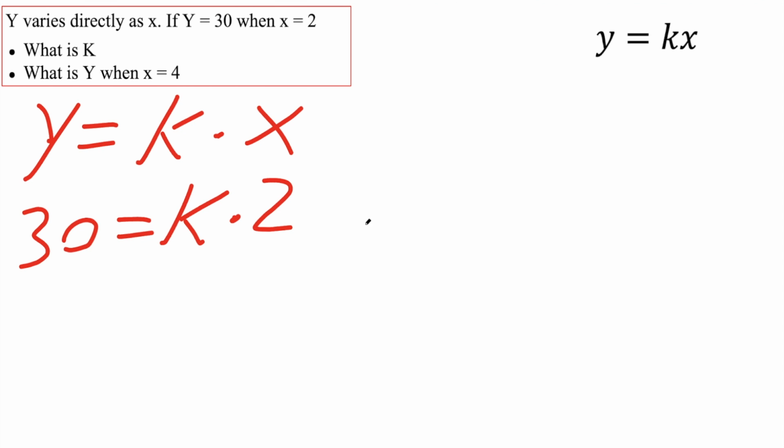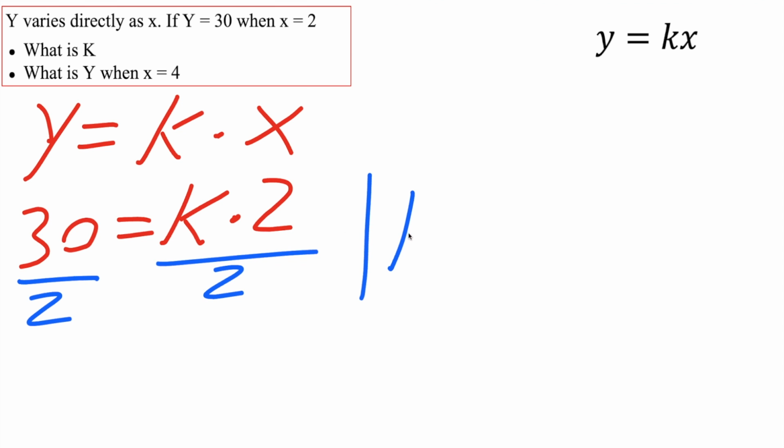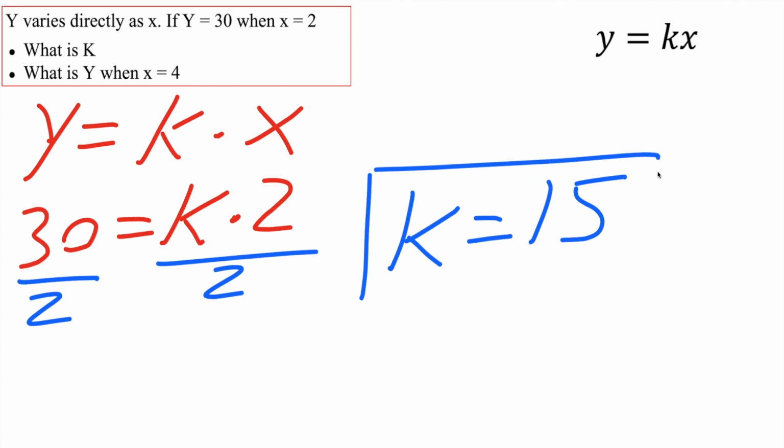Now for this problem, you want to solve for k, so you want to get rid of the times 2. So you think to yourself, what's the opposite of multiplication? That's going to be division. So divide by 2, divide by 2. And so we're going to get k is equal to 30 divided by 2 is 15. So k, our constant, is 15. And we can check. 15 times 2 is in fact 30.